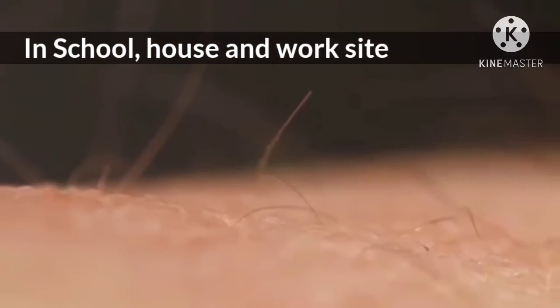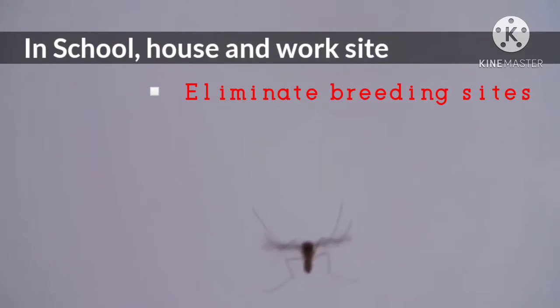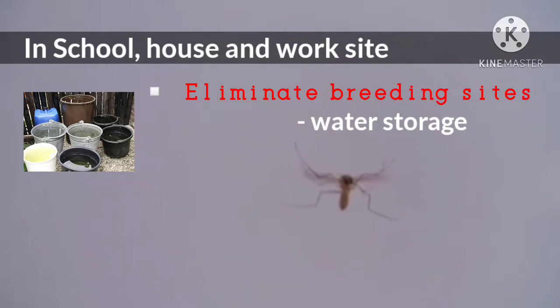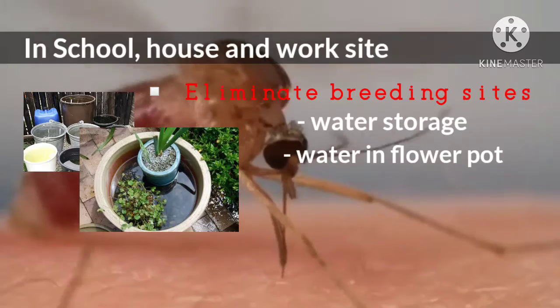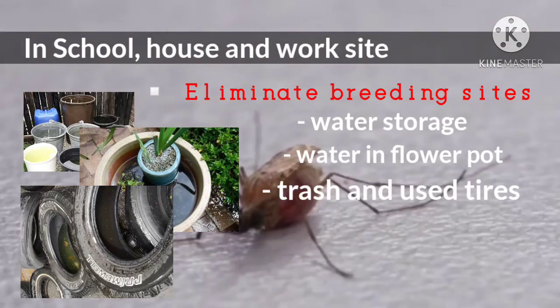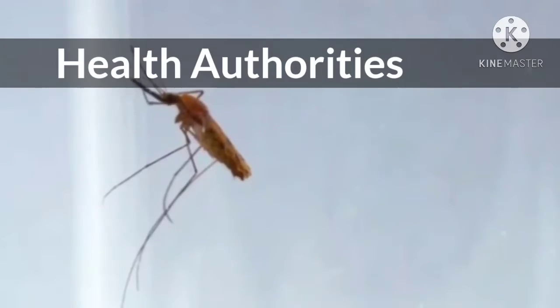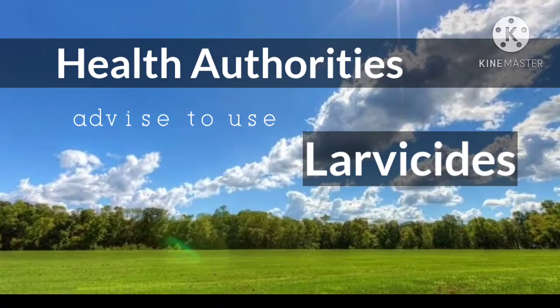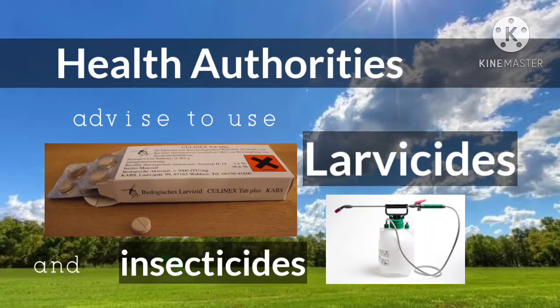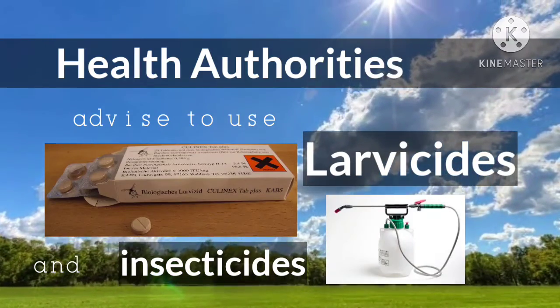In schools, around homes, and at work sites, it is important to eliminate mosquito breeding sites, including covering water storage containers, removing standing water in flower pots, and cleaning up trash and used tires. The health authorities may also advise the use of larvicides and insecticides to reduce mosquito populations and disease spread.